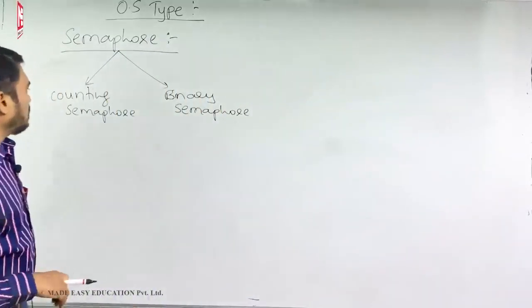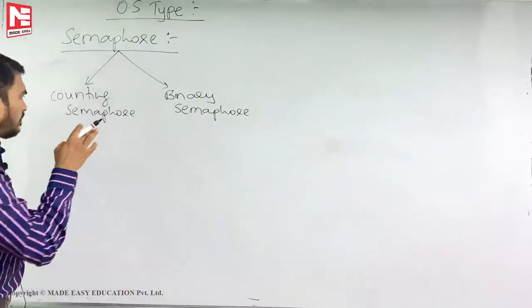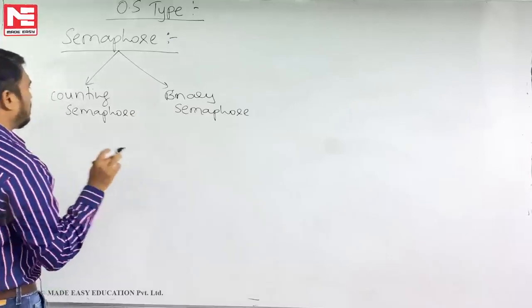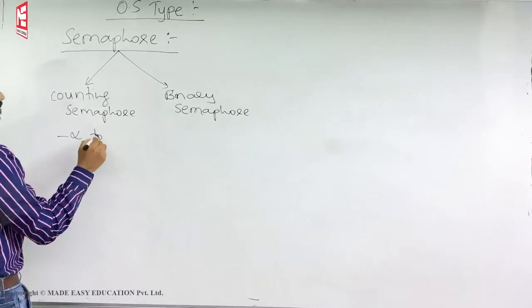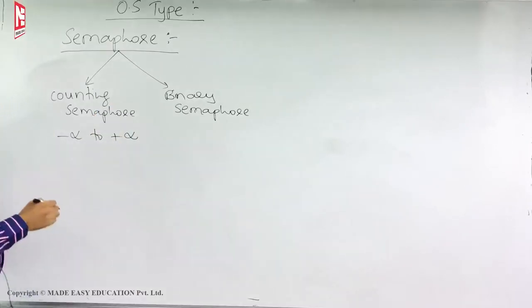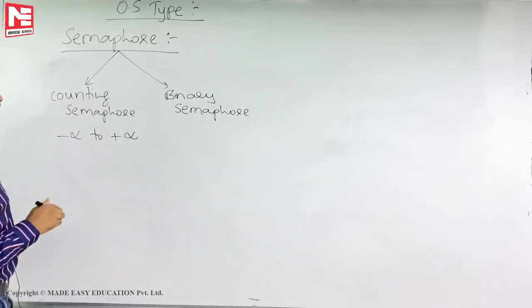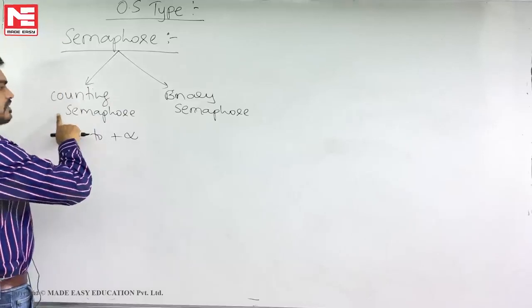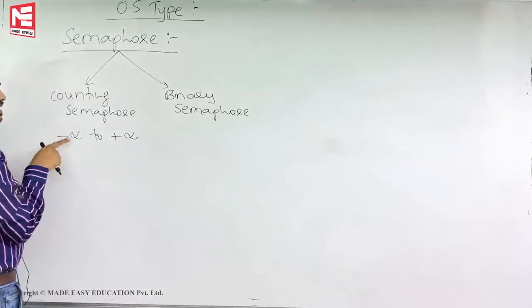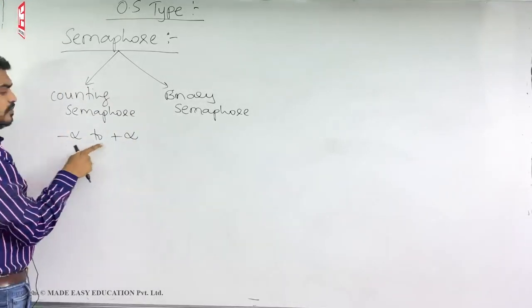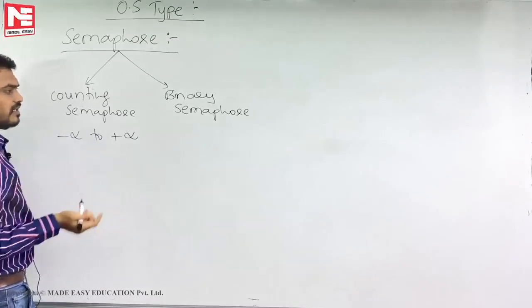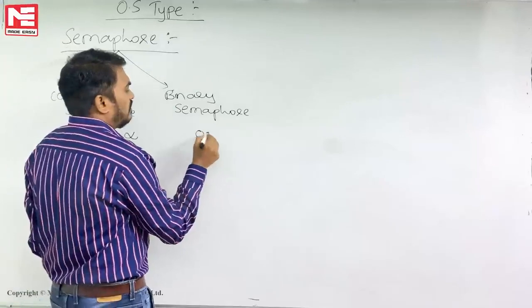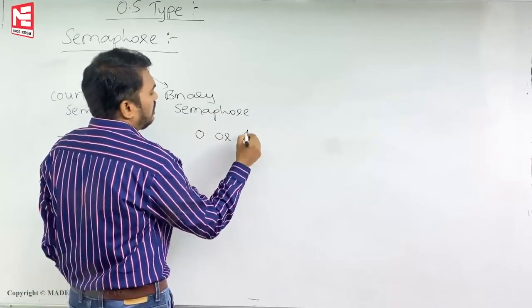Now listen here. Whether it is a counting semaphore or a binary semaphore, listen here. Counting semaphore takes values from minus infinity to plus infinity. It means 1, 2, 3, 4, minus 10, plus 10, whatever. Binary semaphore takes only the values 0 or 1.